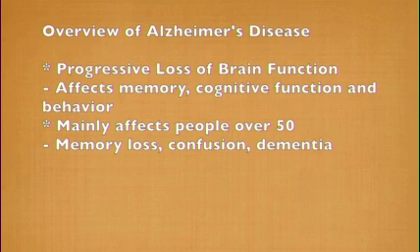Before we meet Sandra and Jillian, it's important to go over what Alzheimer's disease is. It's characterized by a progressive loss of brain function and affects memory, cognitive function, and behavior. It mainly affects people over the age of 50, and some of the signs and symptoms that you can see are memory loss, confusion, and dementia.